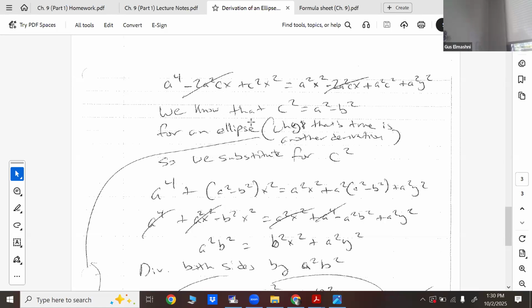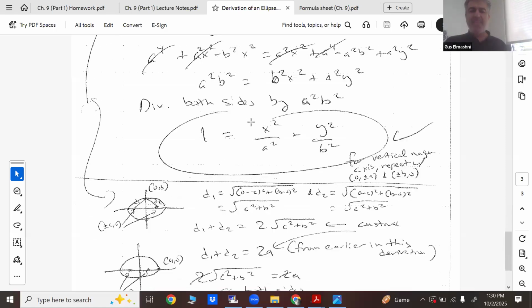This is something we just have to assume to be true. This didn't become this. I lied when I said that. I don't know why I said that. I know this, so I substitute for c squared to get this. Then I go through the entire calculation. And once I'm all done, I get this.